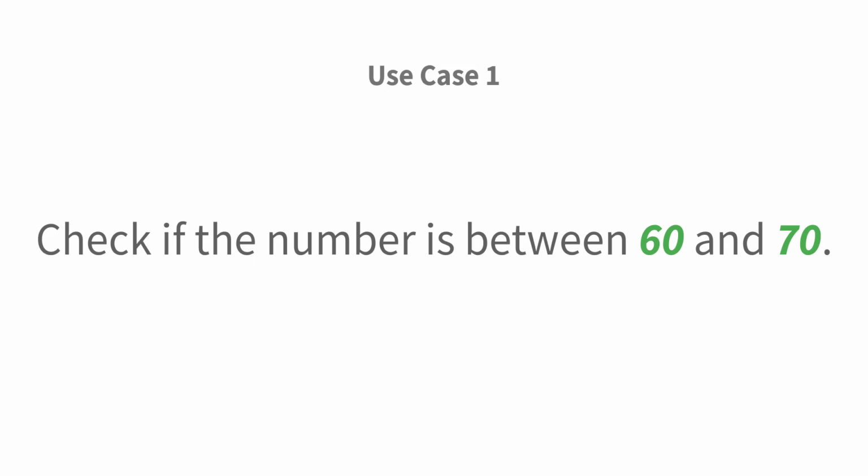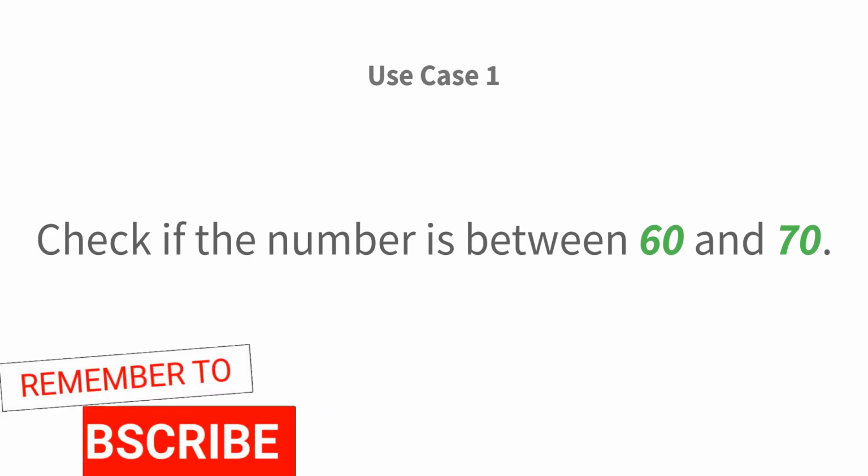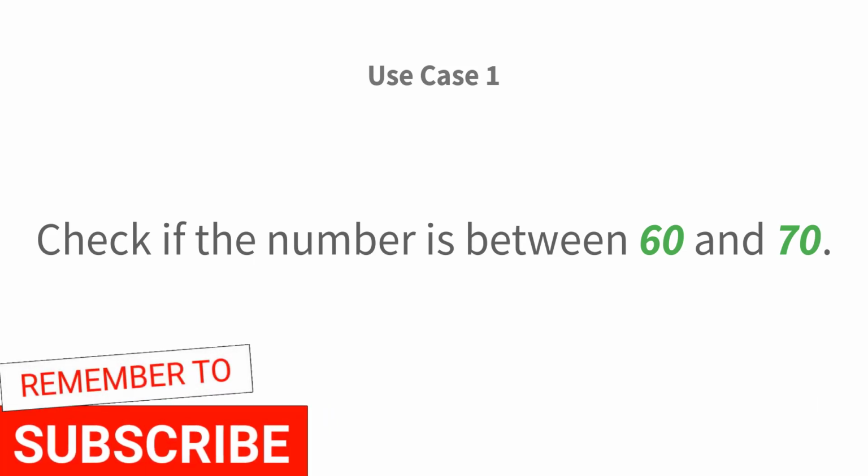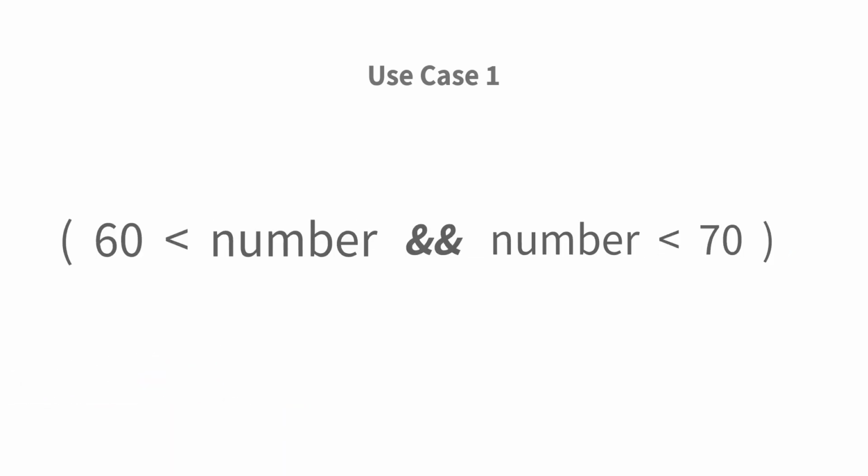For example, let's say we want to test if a variable holds a number between 60 and 70. Well, there's no single comparison operator that we can use to check if a number lies within a specific range. However, we can use the logical AND operator for this. Let's learn and practice how it works.